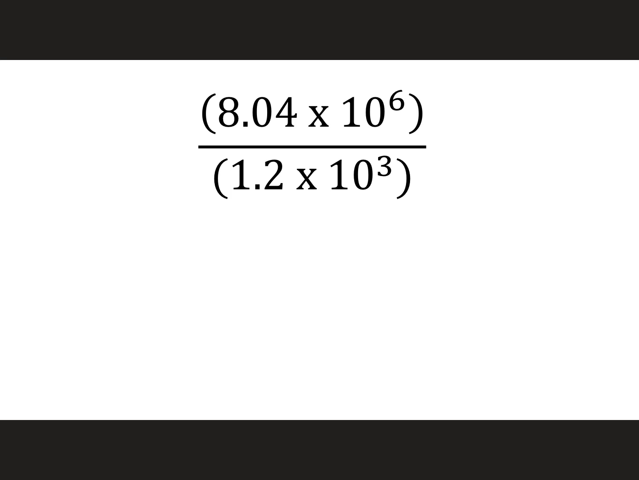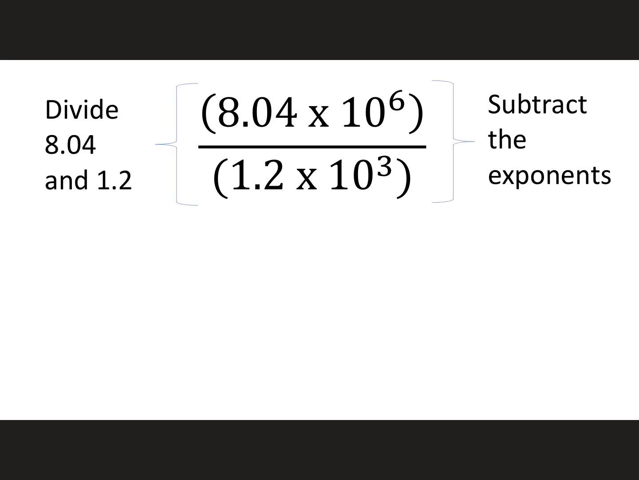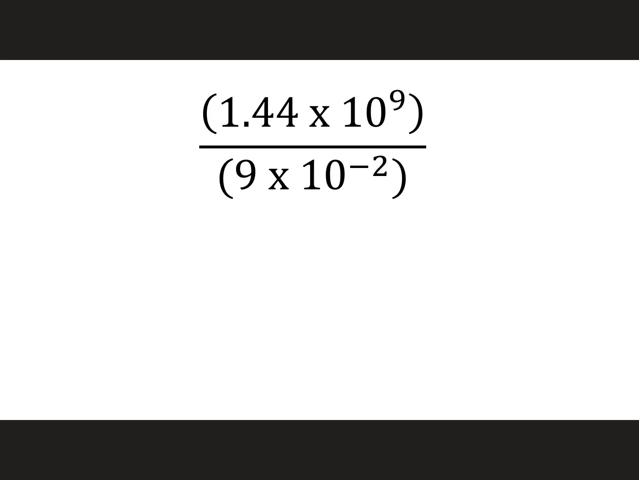Division is basically the same thing. First, you're going to divide the 8.04 and the 1.2, and then using the exponent rules, if you remember, if you have the same base, you subtract their exponents. And so 8.04 divided by 1.2 is 6.7. And in my exponent, 6 minus 3 is 3. And there's your final answer.